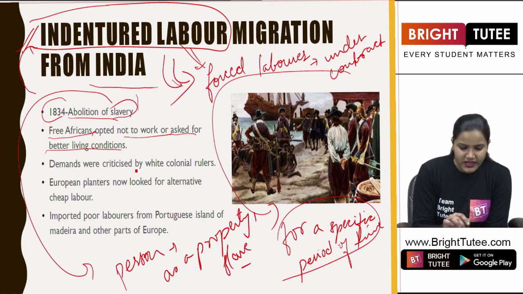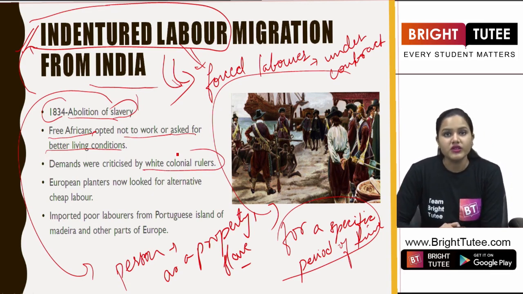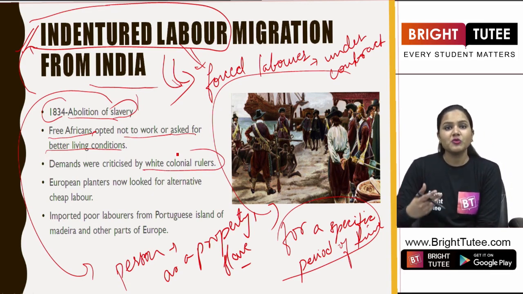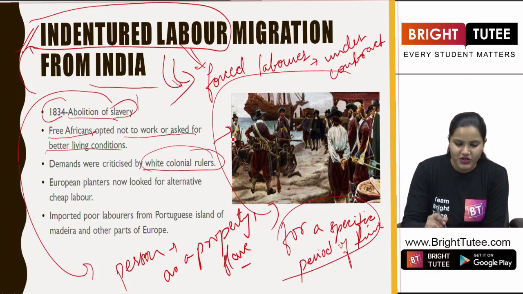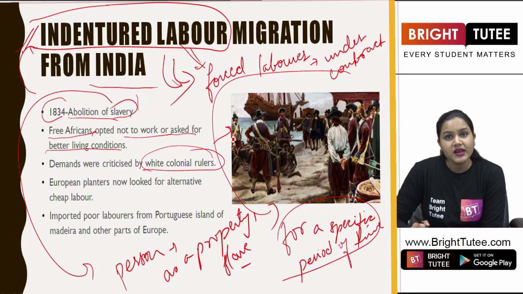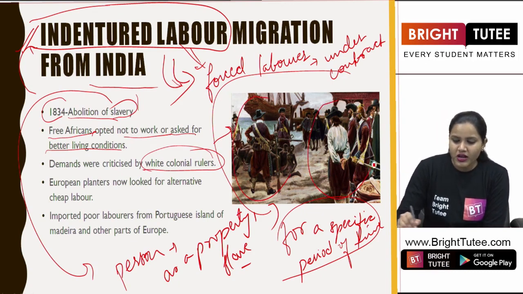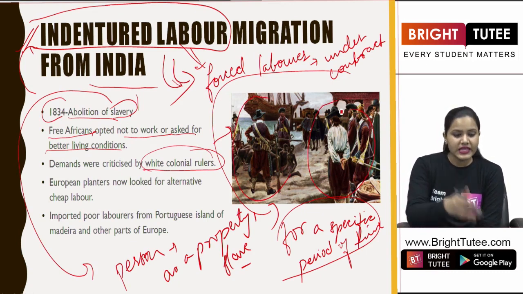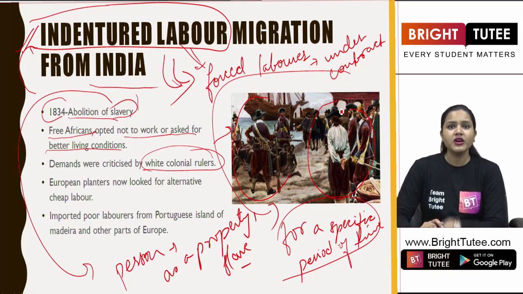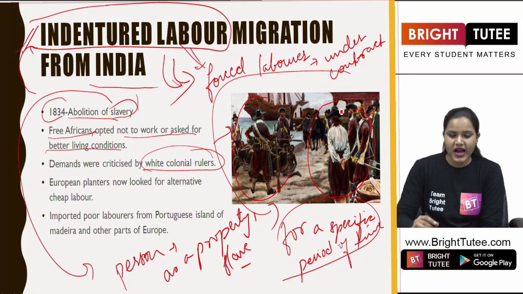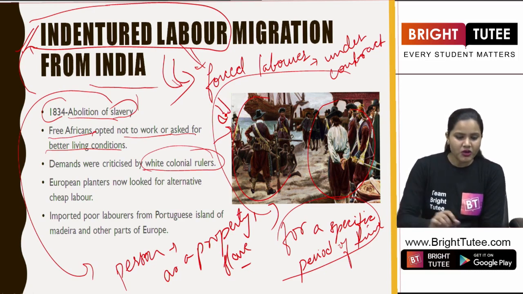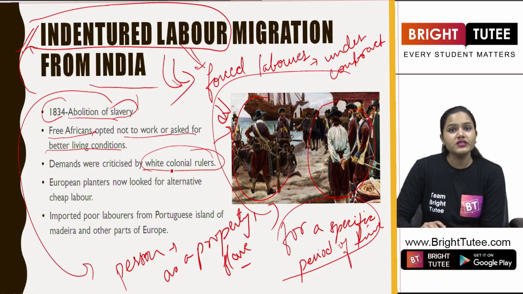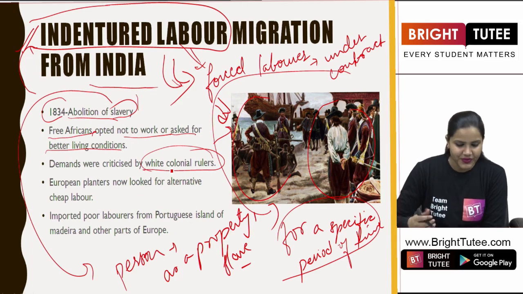Now, these demands were criticized by the white colonial rulers. After slavery was abolished, all these white colonial rulers were quite distressed. Why were they distressed, students? Because who is going to work free for them, right? These slaves had to work without any payment. They had to work as they were the property of their owners. So therefore, all these white colonial rulers were quite distressed because they were not getting cheap labor.